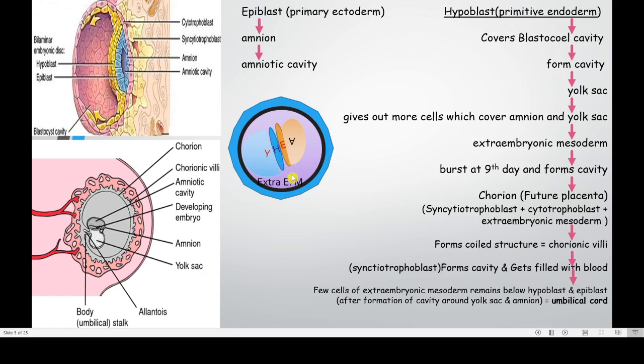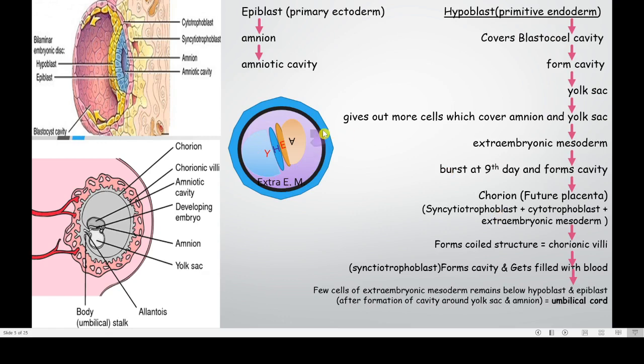Now this extra embryonic mesoderm bursts there only, and it again forms a cavity kind of thing over here. Okay, here it will form a cavity. Few cells of extra embryonic mesoderm will remain as they are at the periphery. Here you will see certain extra embryonic mesoderm cells, and few cells you will find over here in this region. The other part will form a cavity, right?